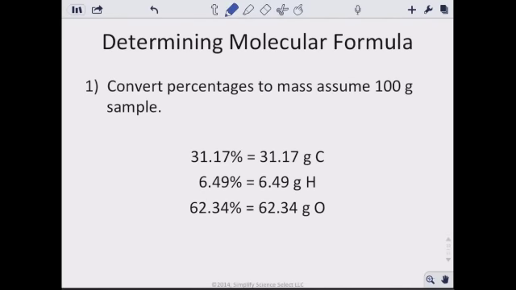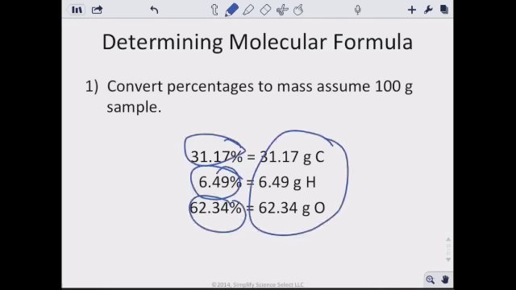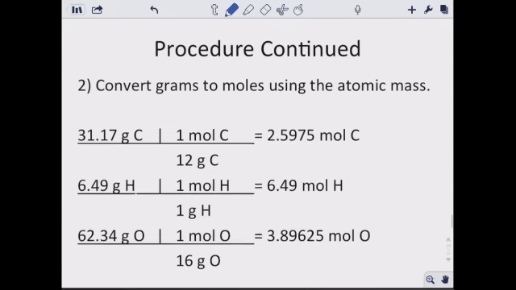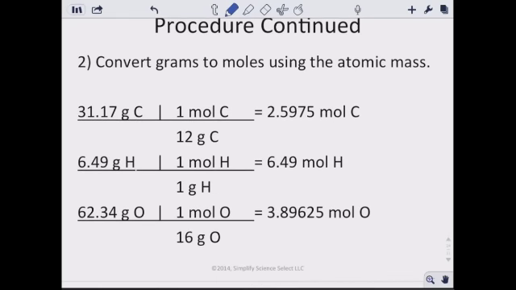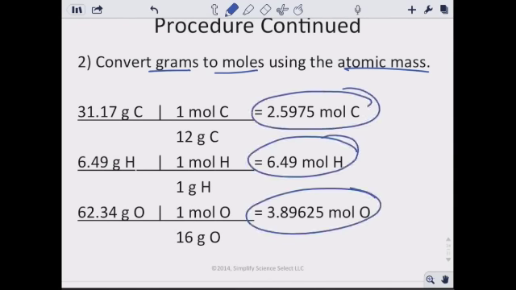The first one is determine the molecular formula. We convert the percentages to mass, assuming there's 100 grams. Pretty simple. Take your percentages, put grams by it, done. First step, done. Next, we take the grams that we just turned the percent into, and we divide using their atomic mass or their molar mass. So we convert from grams to moles. So divide carbon by 12, hydrogen by 1, and oxygen by 16. And this gives us the moles of each one.